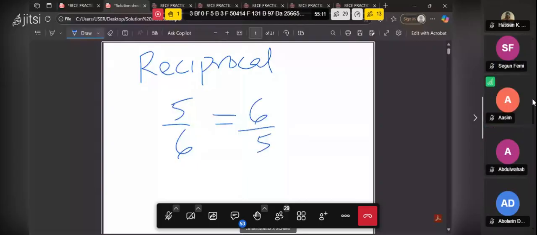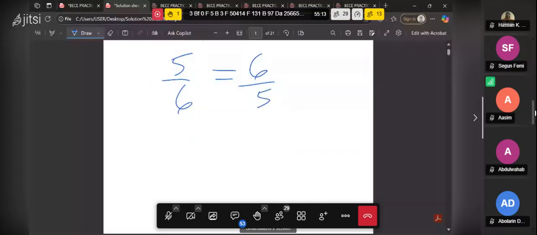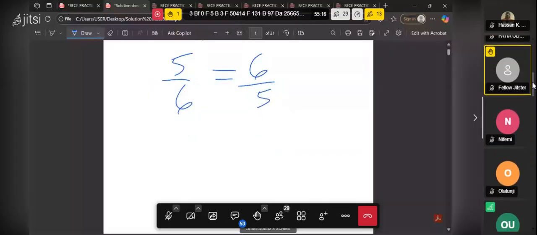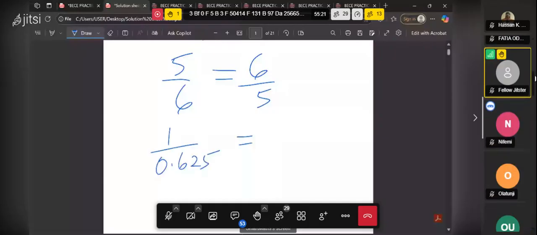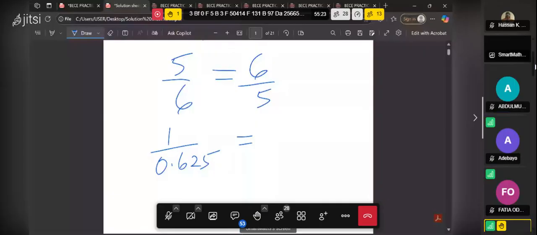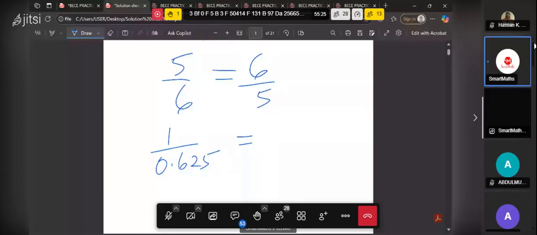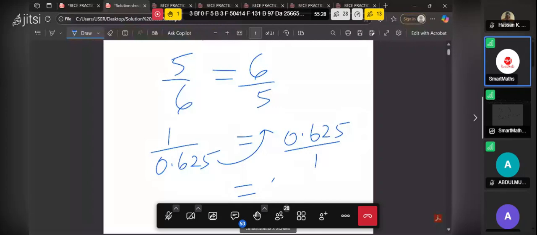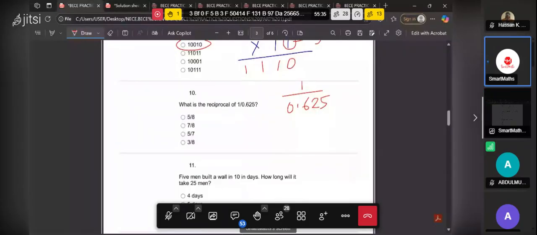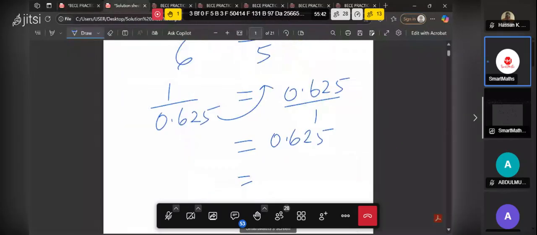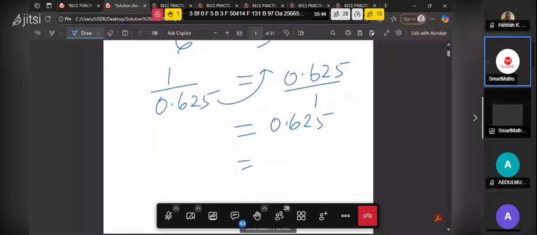So in this question we have 1 divided by 0.625, and they ask you to find its reciprocal. It means we shift this one up: 0.625 divided by 1, which is the same thing as 0.625. But if you look at the options, the options are in fractions, so we are going to express this as a fraction. How are we going to do that? It's very simple. We have taught you that. So you write the numbers you have there.